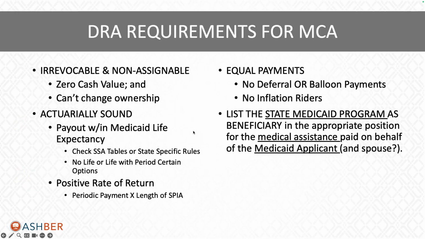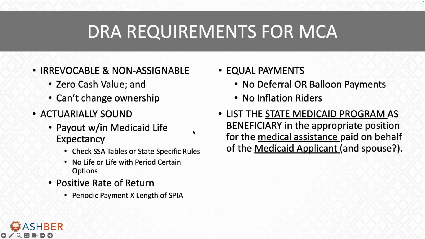And right here are the DRA requirements. So the annuity, first and foremost, needs to be irrevocable, non-assignable. Essentially, you can't revoke any provisions of the contract, you can't have any cash value associated with it, and you can't change the ownership or assign the ownership to somebody else. You can't sell it on the secondary market to J.G.